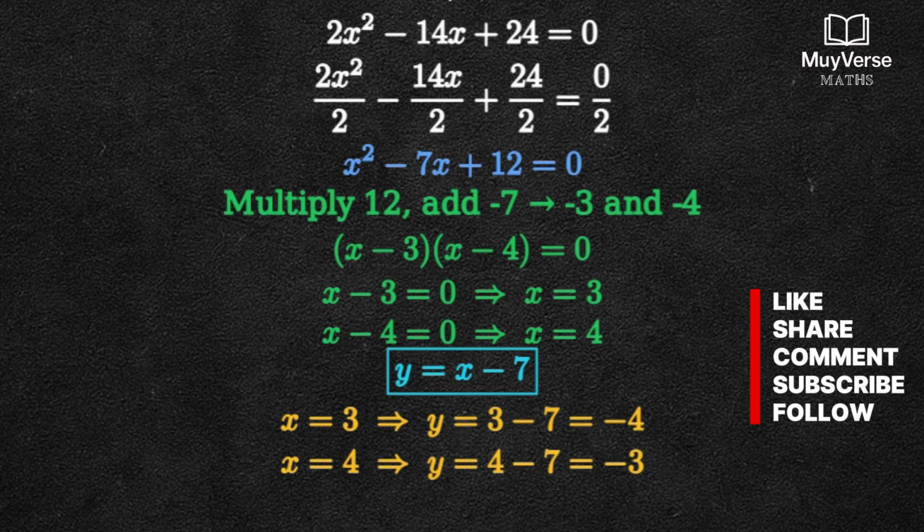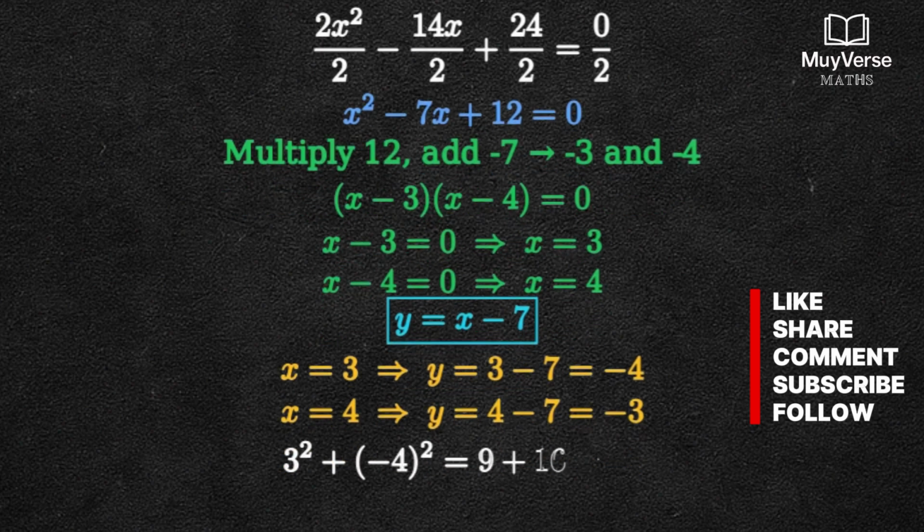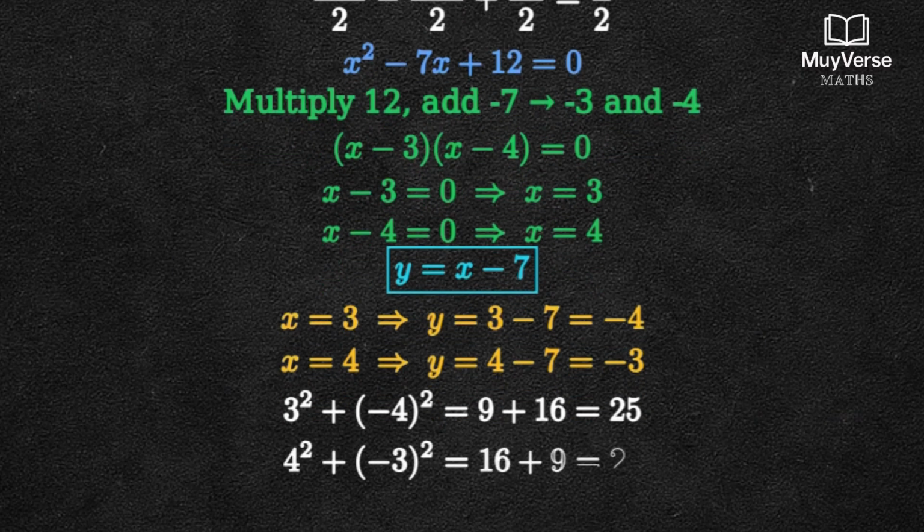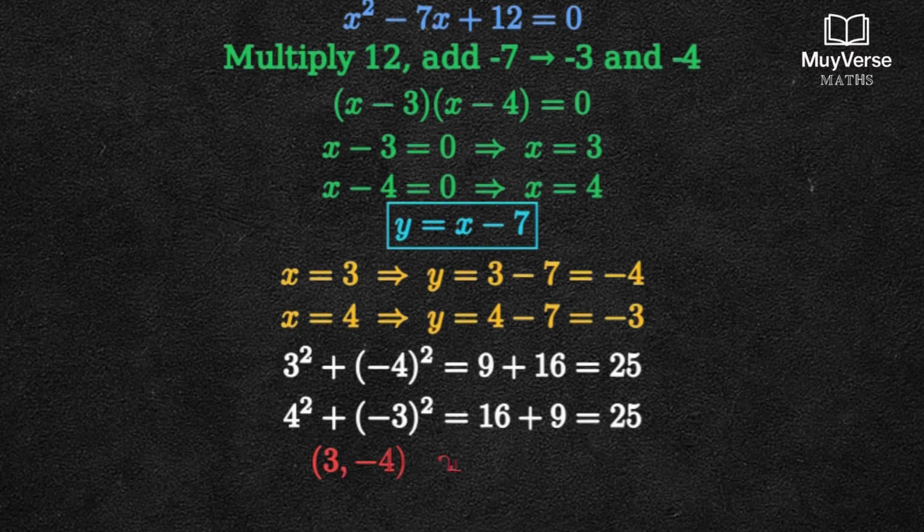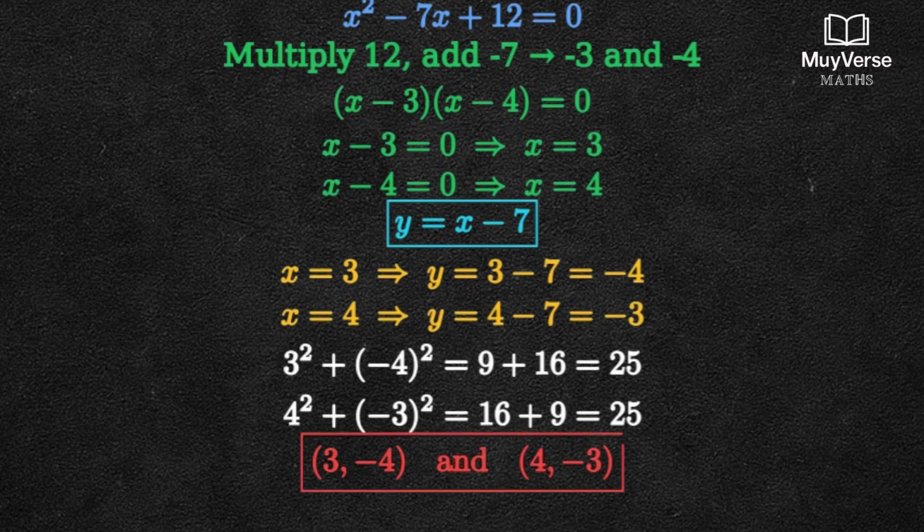Quick check in the first equation. 3² + (−4)² = 9 + 16 = 25. 4² + (−3)² = 16 + 9 = 25. Both pairs satisfy the circle equation. Therefore, the solutions are (3, −4) and (4, −3).